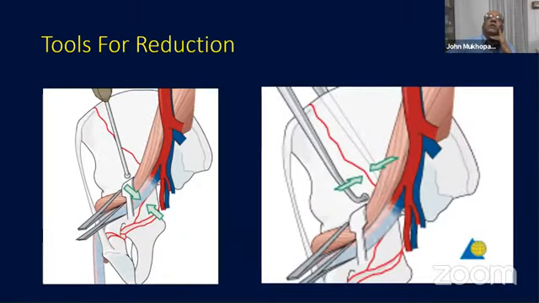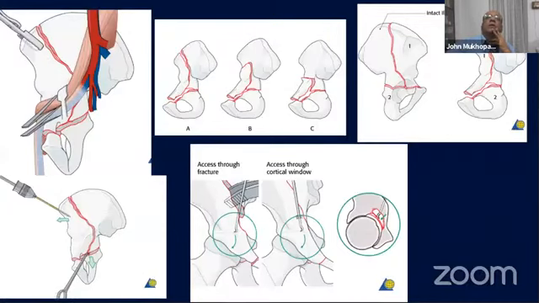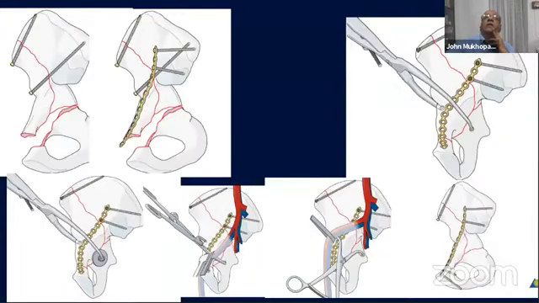Okay, and then you need to push down on this column at the level of the brim to get this reduced. You can put in your clamps across. You can use these asymmetric reduction clamps, the Matta clamps. You can put a clamp down here, and especially with the collinear clamps, you can get one side of the clamp into this area and try to reduce it with the anterior part. So these are the various ways you have to plan your fracture reduction depending on the fracture.